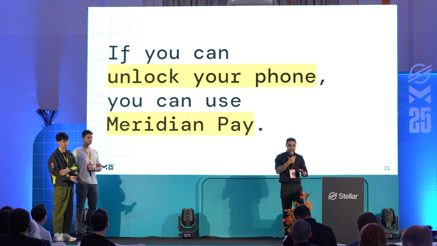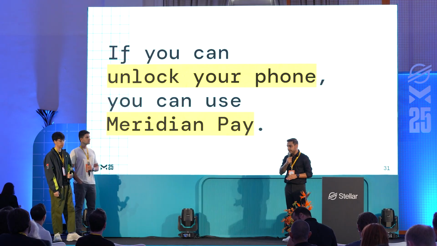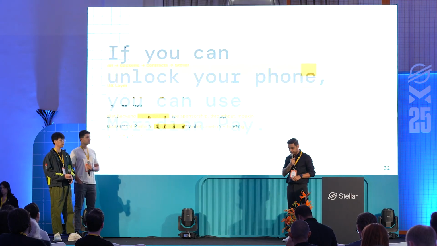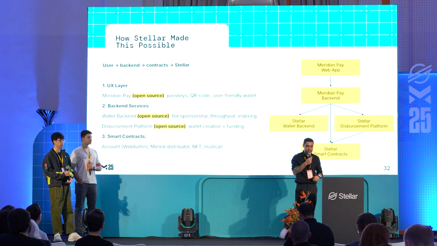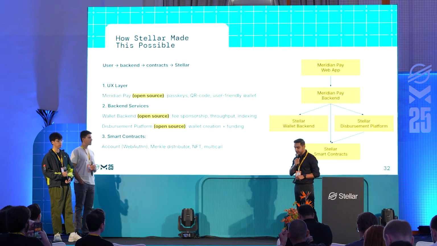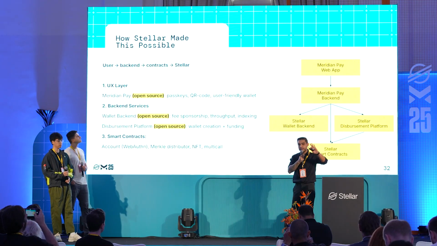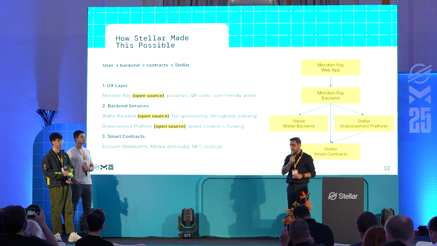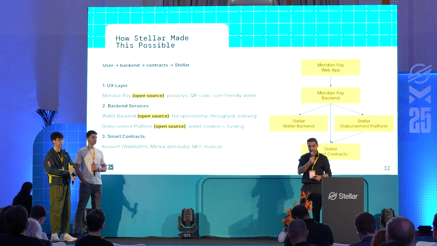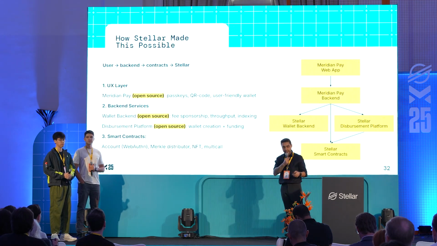So bottom line is, if you can unlock your phone, you can use Meridian Pay. That was the UX baseline that we set out to hit since the beginning. But let's take a look under the hood and understand the pieces that compose this application. So on the top, we have the Meridian web app with passkeys, with recovery built in, with QR code payment flow that anyone here can experience.